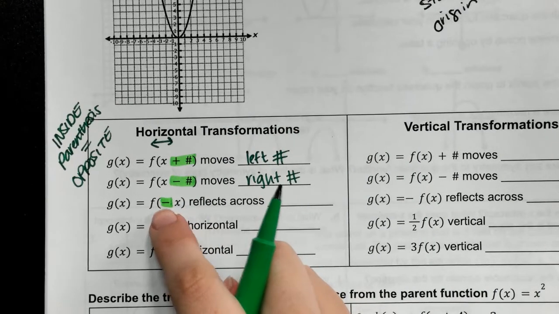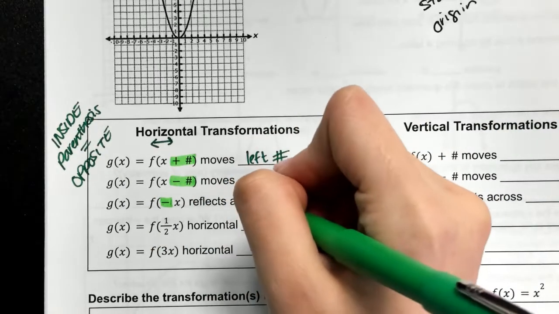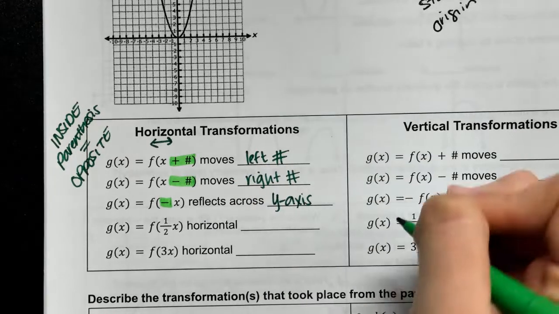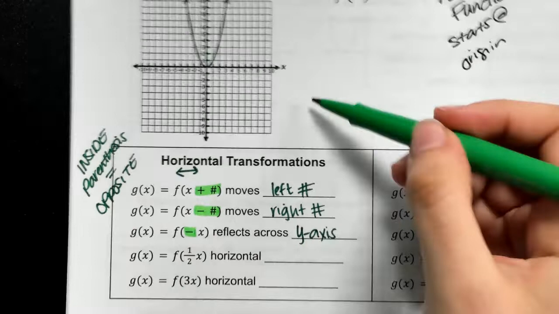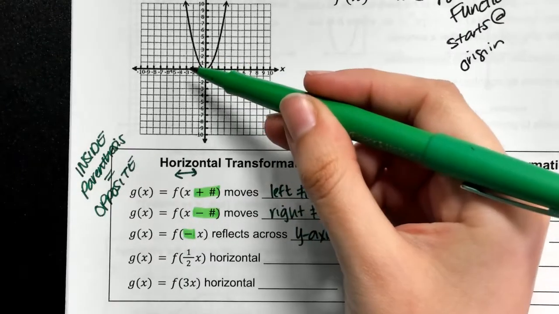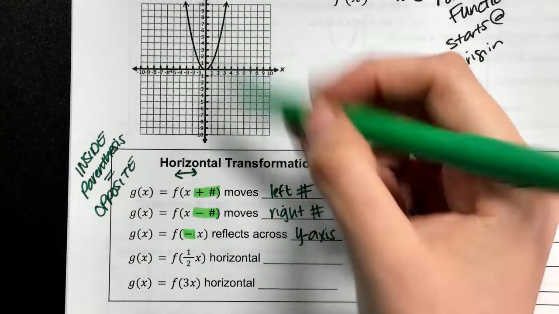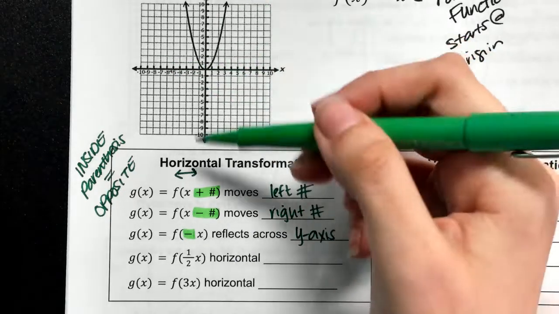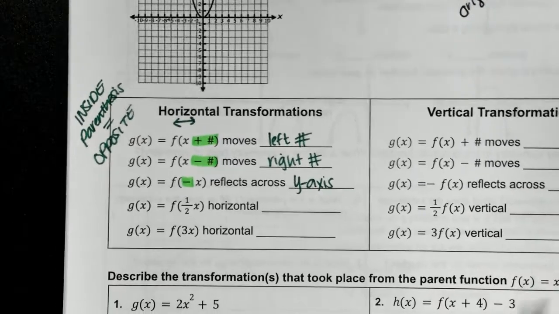When you have a negative inside the parentheses, you are reflecting across the y-axis. Which makes sense. If you're putting a negative on your x, what used to be a positive 5 is now a negative 5. What used to be a negative 3 is now a positive 3. Notice you're jumping across the y-axis. So as you're flipping signs from negative to positive, you're reflecting across the y-axis.